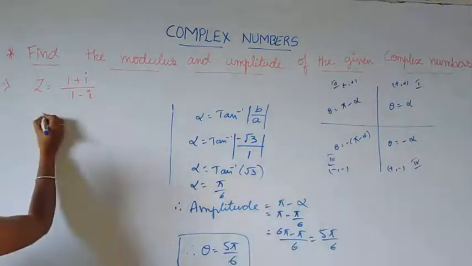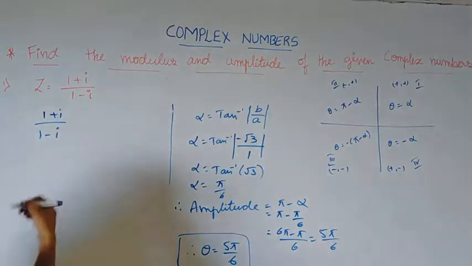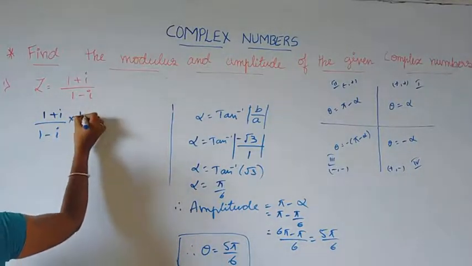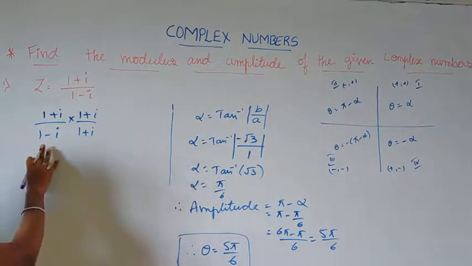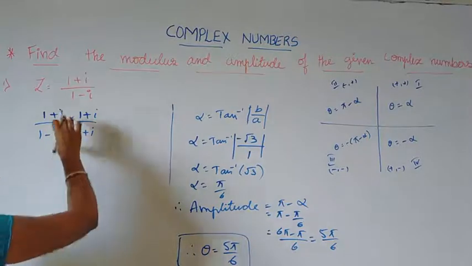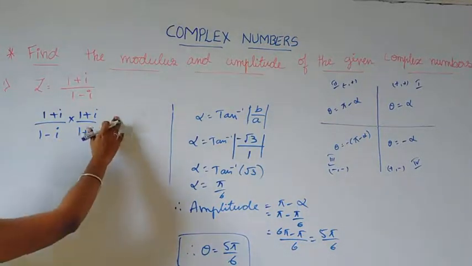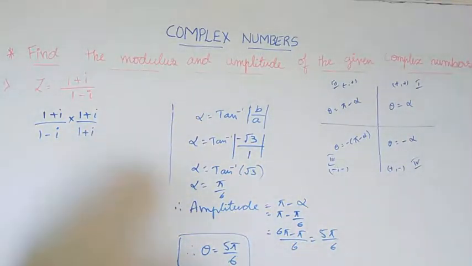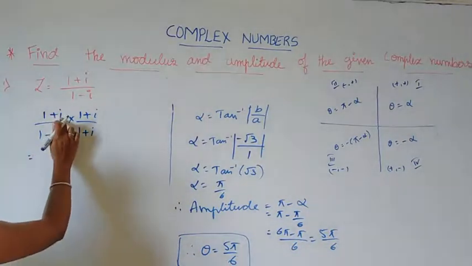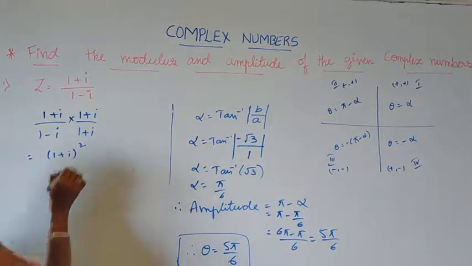So (1 plus i) divided by (1 minus i), right? So rationalize this one. Here we have 1 minus i. To rationalize this, we take the opposite sign, minus becomes plus. So multiply and divide by 1 plus i. It is nothing but (1 plus i) into (1 plus i), which means (1 plus i) the whole square.